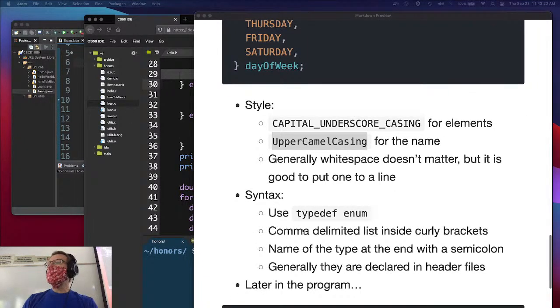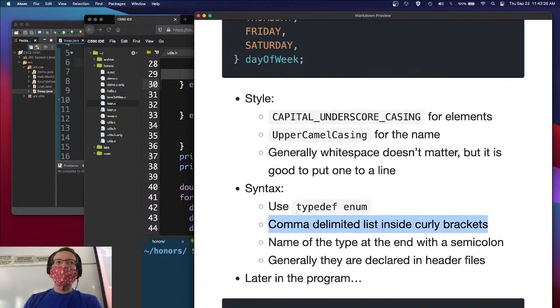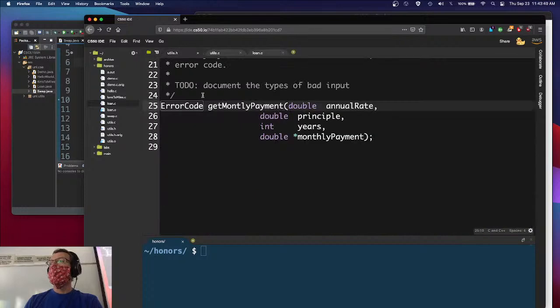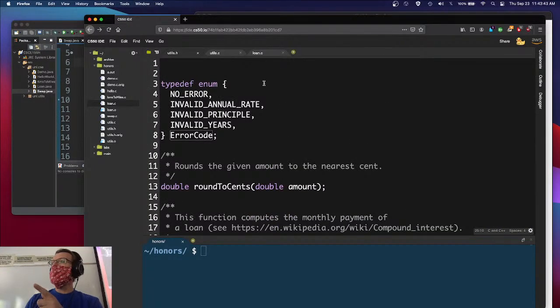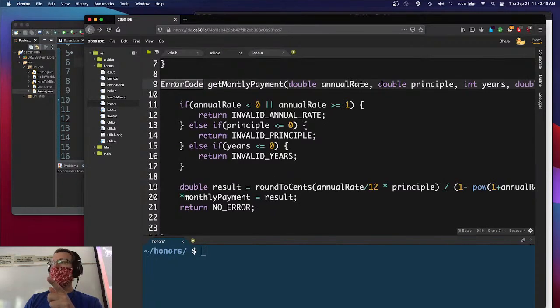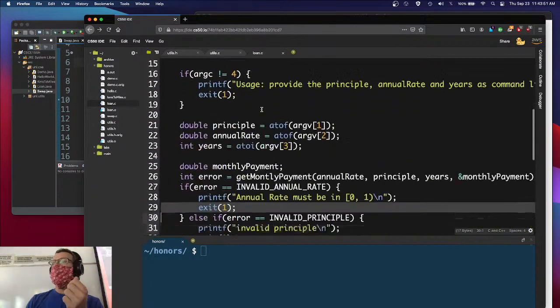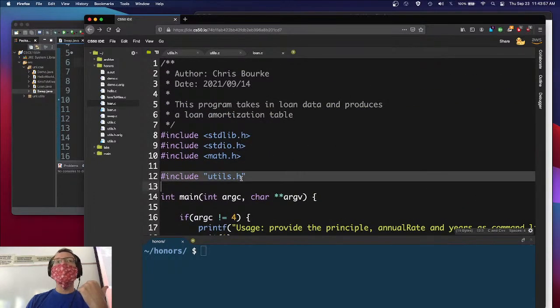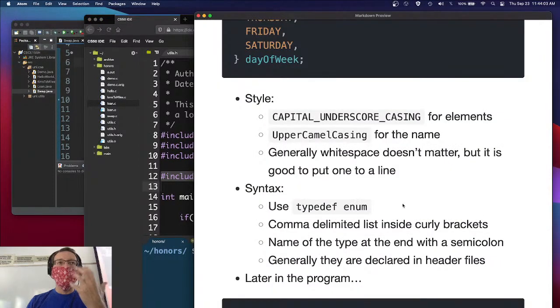Right? You use typedef enum. You provide a comma delimited list within the curly brackets. The name at the end ends with a semicolon, right? Because it's a declaration. Generally, they are declared in header files. Where did I put mine? In utils.h, in the header file. Why did I do that? Because I'm using it here in the source file, but I'm also using it over here in the lone.c file to check for those error codes. If I had put it in the source file, I wouldn't have access to them when I include the header file. So you generally put these things in the header file so that you can include them.